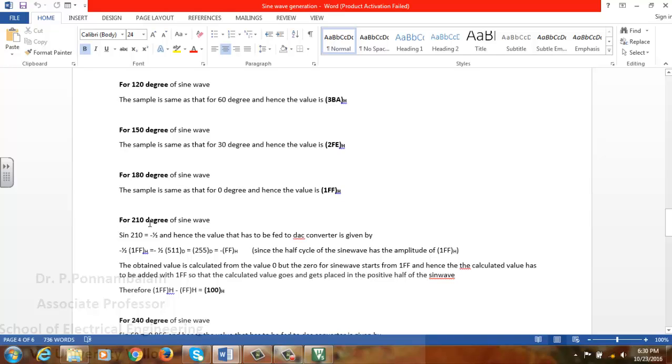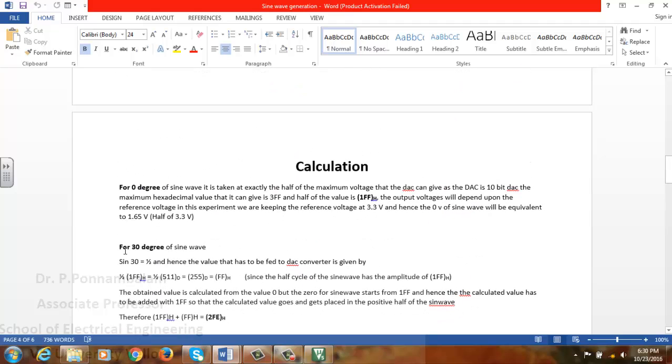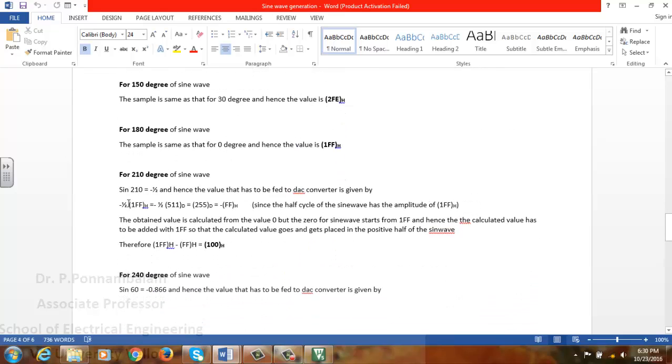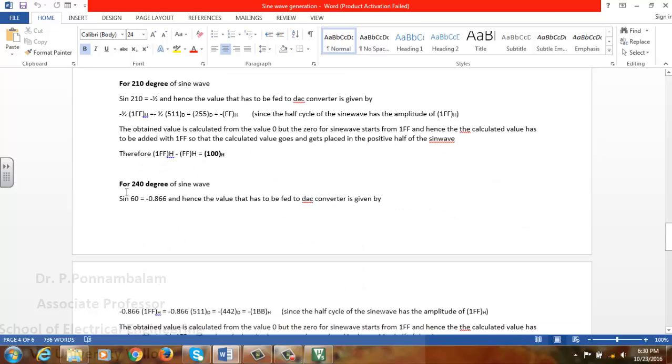Then coming to 210 degree, sine 210 degree is minus half. Whatever value you calculate, instead of adding to 1FF, you will be subtracting from 1FF. You can see sine 210 is similar to sine 30 degree, but instead of half we are putting minus half, that is minus 0.5. Multiply minus 0.5 with 511, you will get minus 255, that is minus FFH, so 1FF minus FFH is 100H. So 100H is the value for sine 210 degree, and similarly for sine 240 degree.